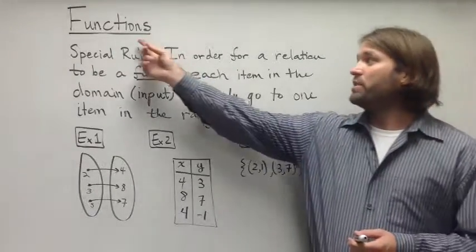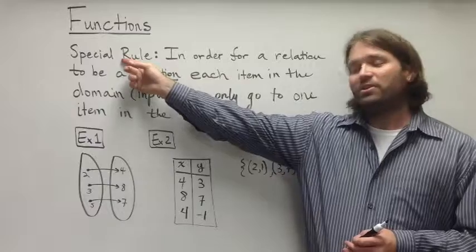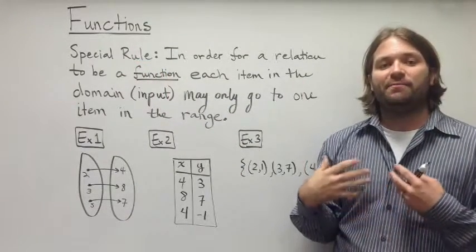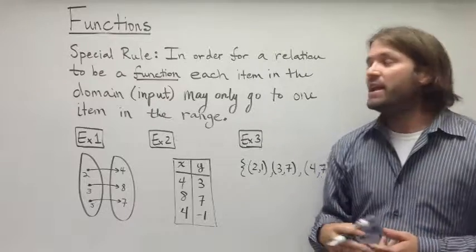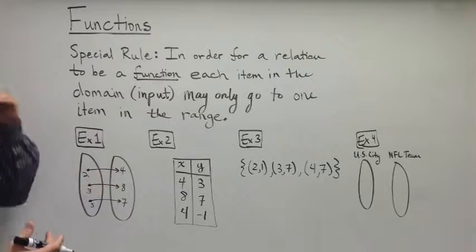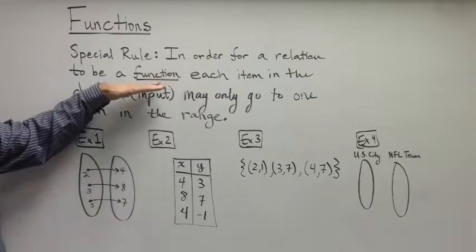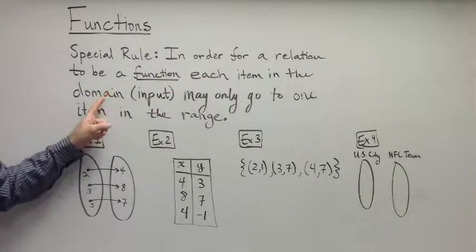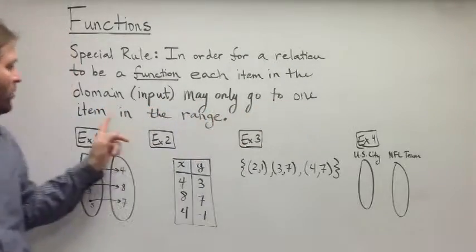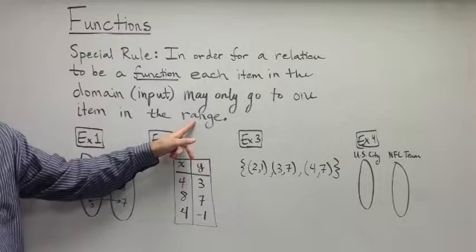In this video, we're going to look at functions and the special rule that must be followed in order for a relation to be considered a function. The special rule that we have in order for something to be called a function is this. In order for a relation to be a function, each item in the domain, that is each input, may only go to one item in the range.